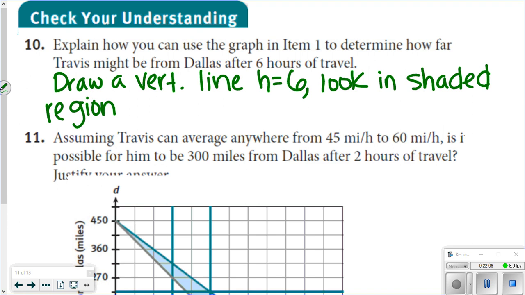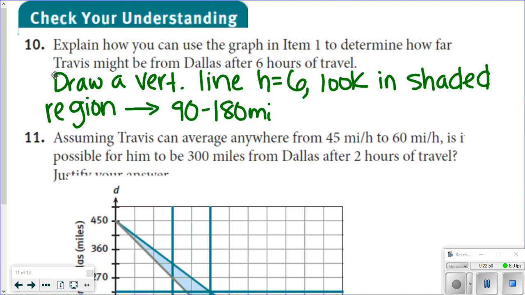The lower line is at 90 miles, right? The intersection point. The higher line is about at 180 miles. So anywhere between 90 and 180. So depending on his speed, Travis is between 90 miles and 180 miles after 6 hours of travel. So he still has between 90 and 180 miles left to get to Dallas. Okay.